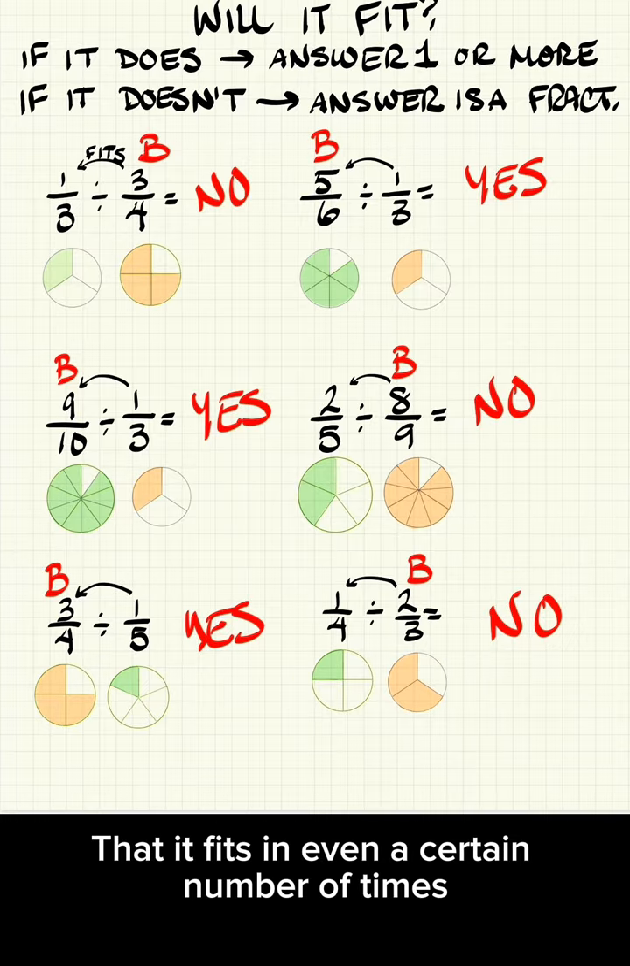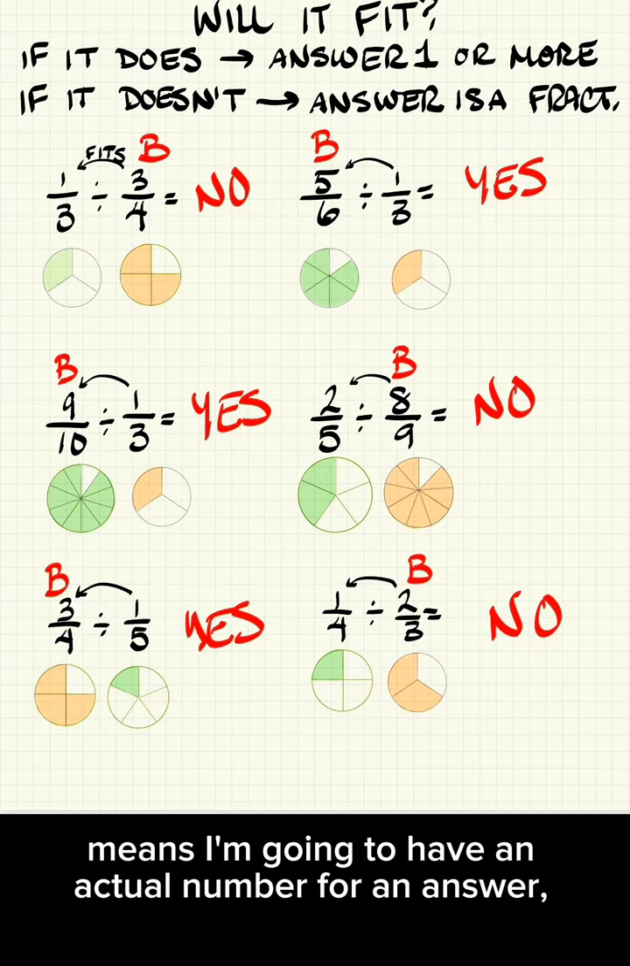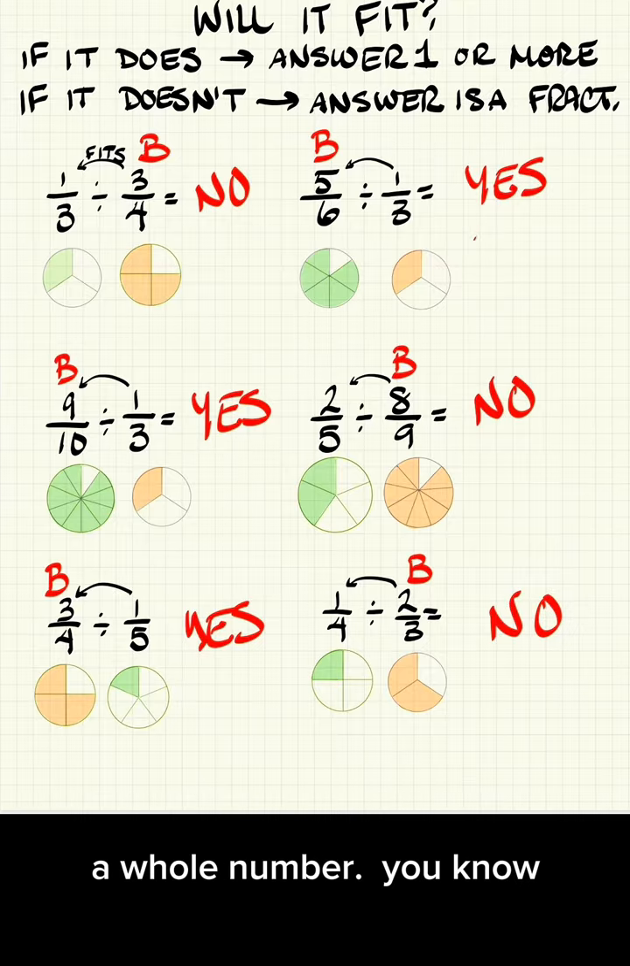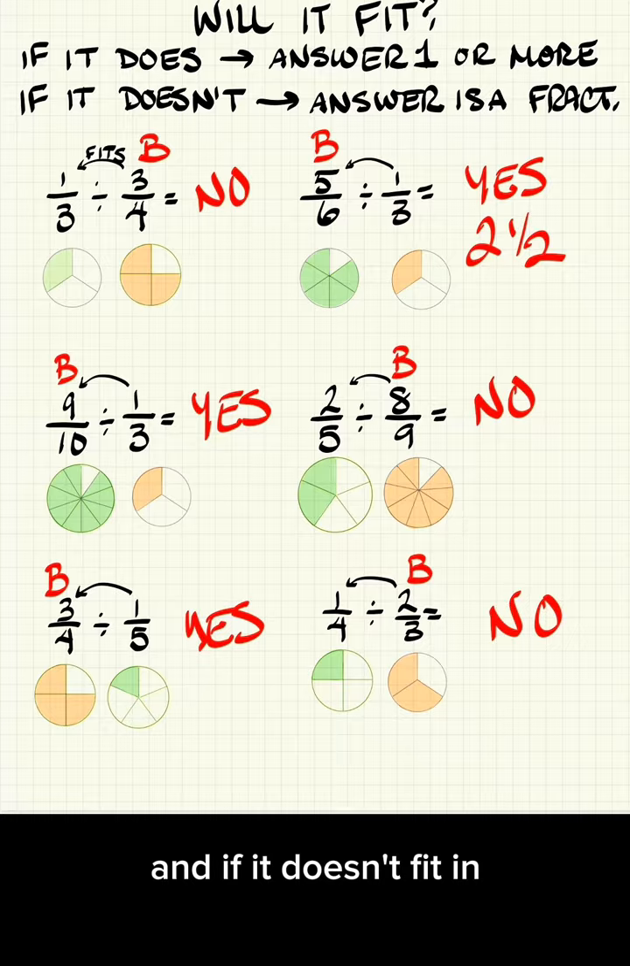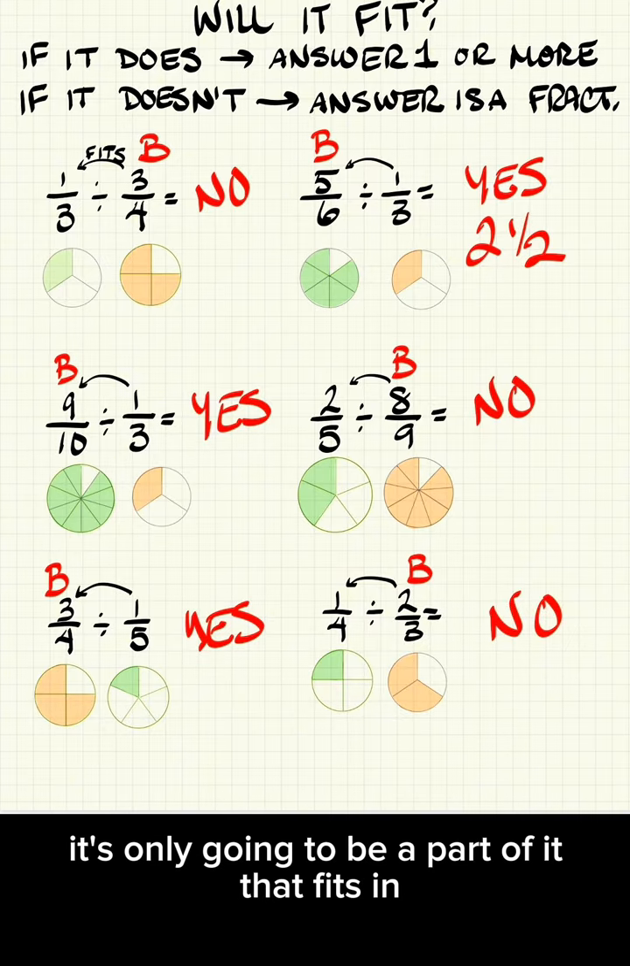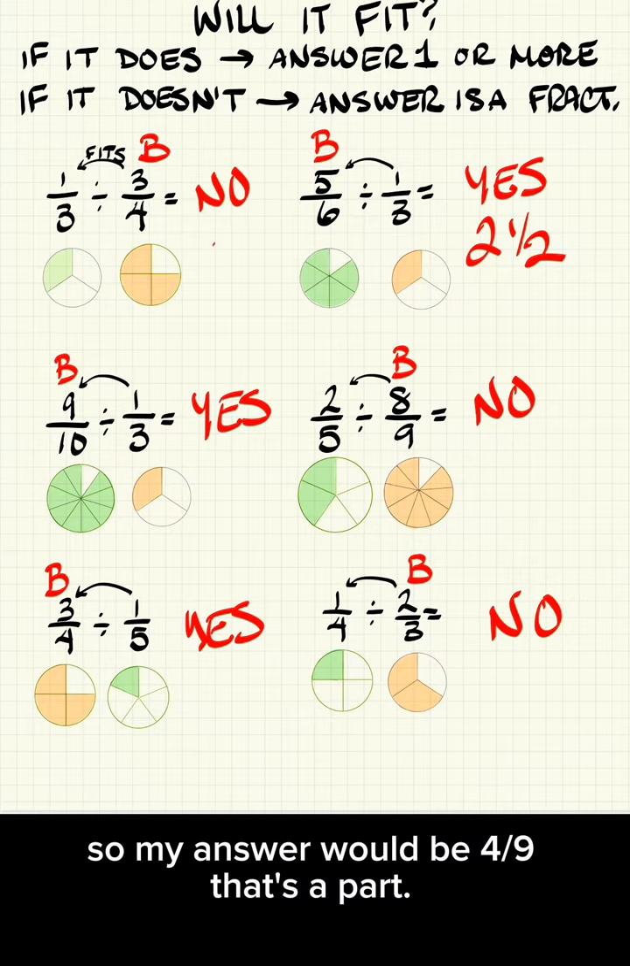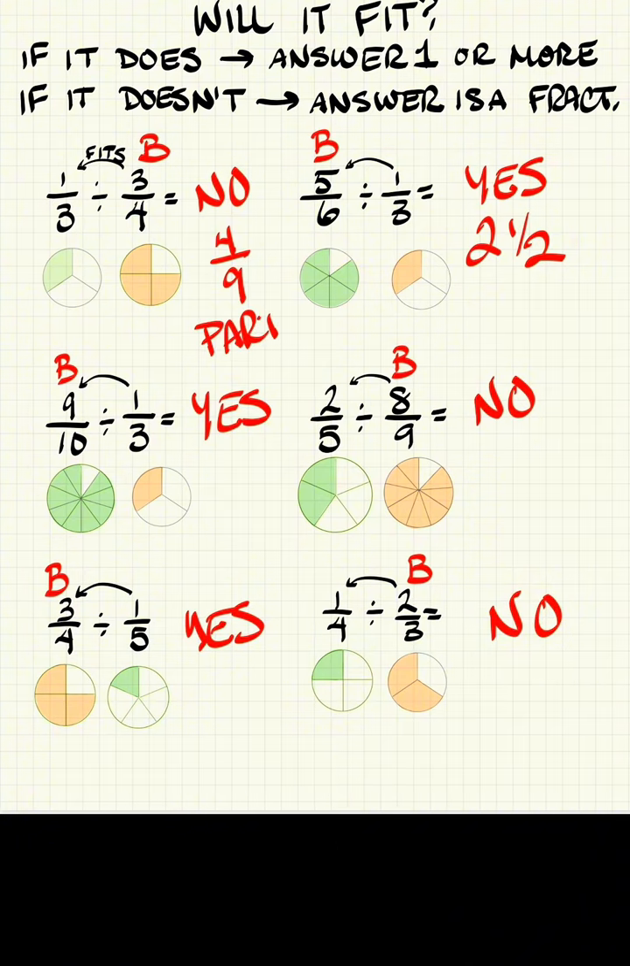That it fits in even a certain number of times means I'm going to have an actual number for an answer, a whole number. It's going to be like 2.5. And if it doesn't fit in, it's only going to be a part of it that fits in. So my answer would be 4/9. That's a part. All right, great.